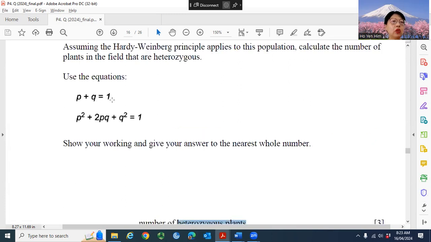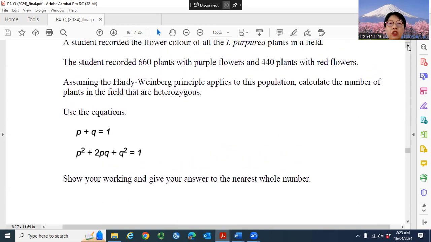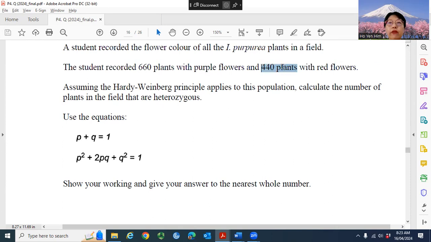p plus q is equal to 1. So here, just now, 440 plants have got red flowers. So they are recessive. So q square is the frequency of small r. Okay? q square is the frequency of small r.